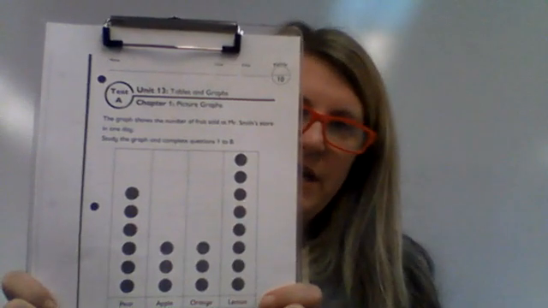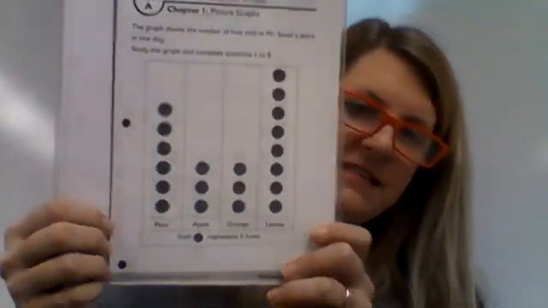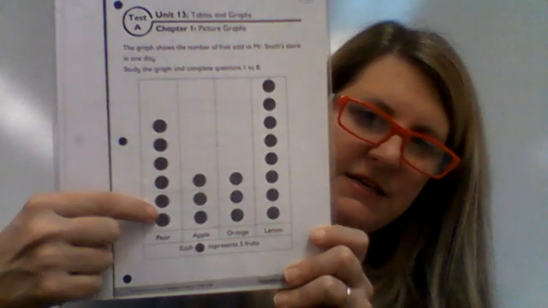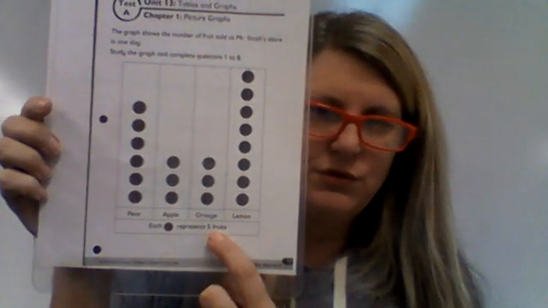First of all, let's look at the front of this one. It says the graph shows the number of fruit sold at Mr. Smith's store in one day. Study the graphs and then complete the questions. All right, well, let's take a look at the graph. It says that each dot represents 5 fruits.